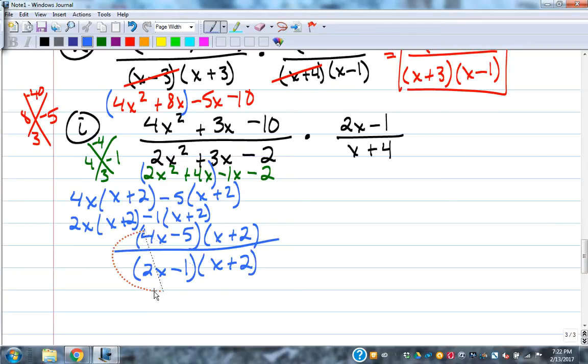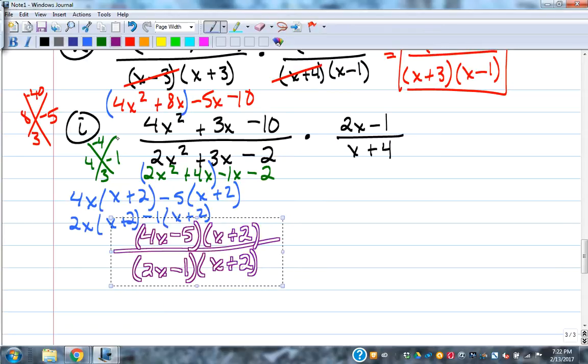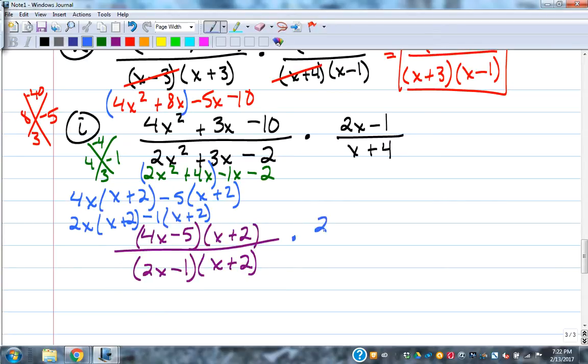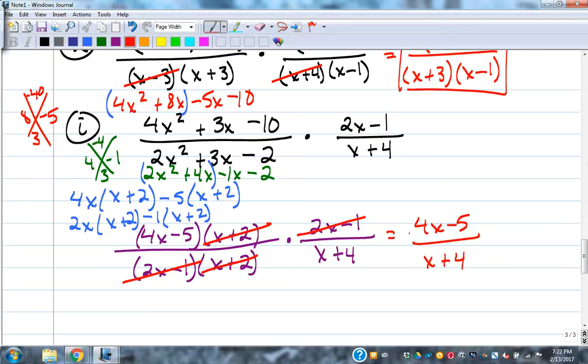I need to change the color of this fraction part. It looks different. And then I didn't have to do anything to the second fraction. So let's cancel what shall cancel. 2x minus 1 here cancels this one up here. x plus 2, top and bottom. And that's it, right? 4x minus 5 over x plus 4.